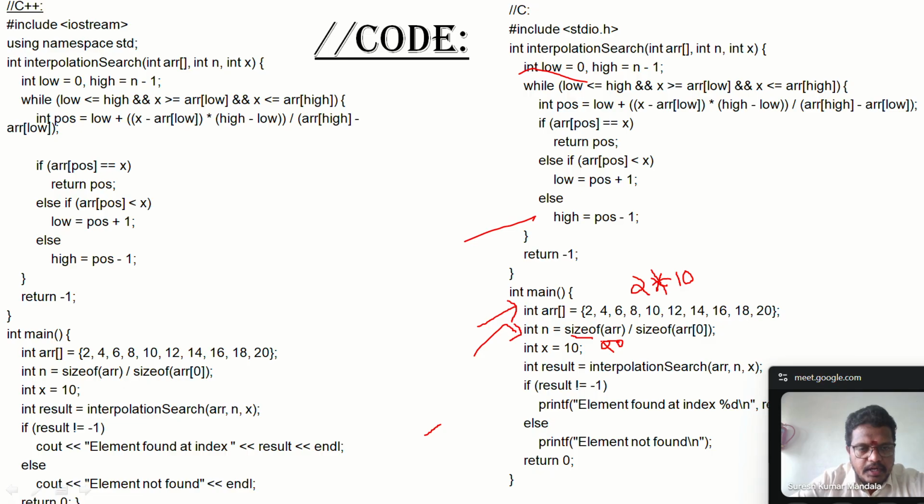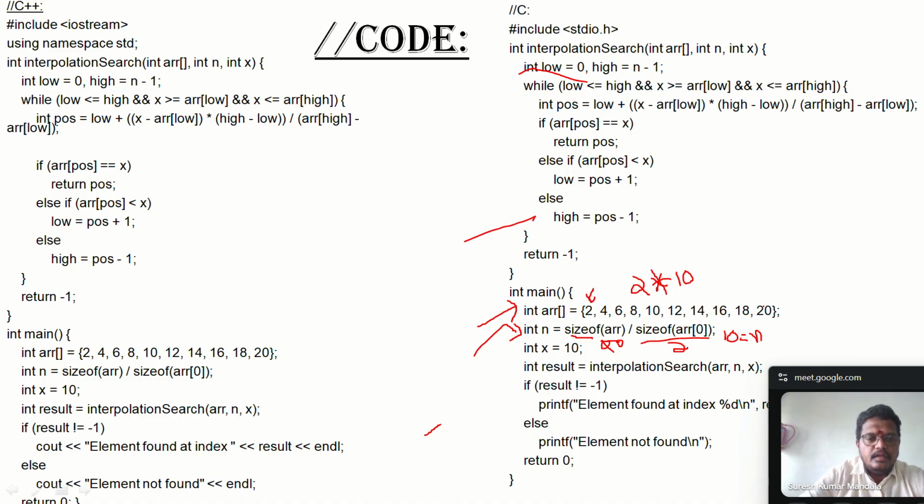Then comes sizeof array of 0. What is array of 0? Only 2. The size of a single integer variable, how much memory is allocated, will be given. Assume that it will return 2. What is 20 by 2? We get 10. This 10 will be stored within the n variable. Because of that, n indicates 10, meaning the number of elements present in the array is 10.